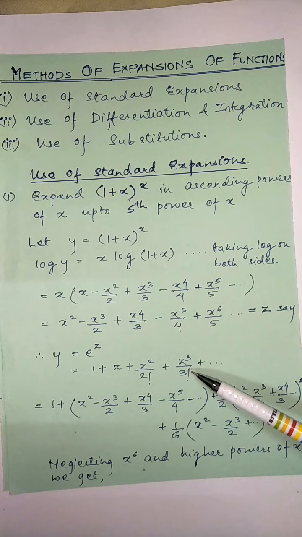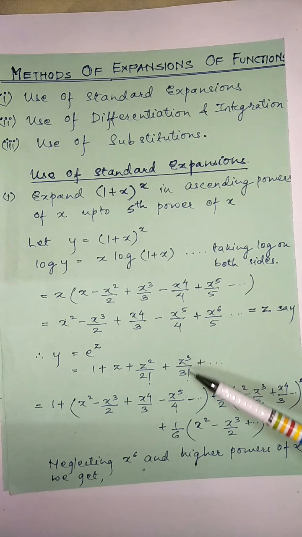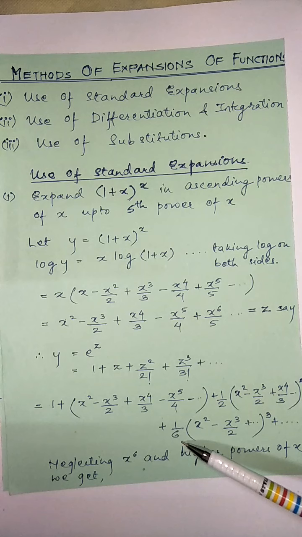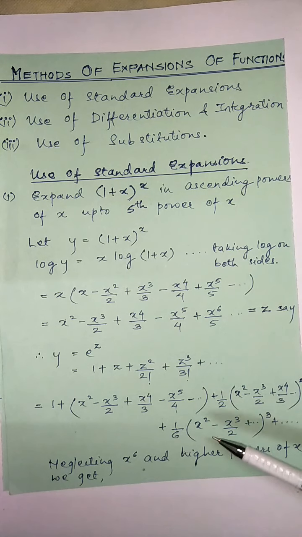Then the next term we have is plus z cube upon 3 factorial. It is z cube upon 6. So this can be written as plus 1 by 6, and for z we will substitute this: x square minus x cube by 2 plus, it will continue, in a bracket, raised to 3. Now you can see here in this particular step, we have taken terms in this bracket.